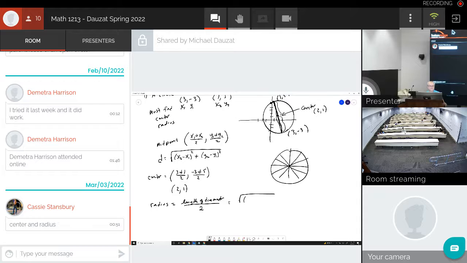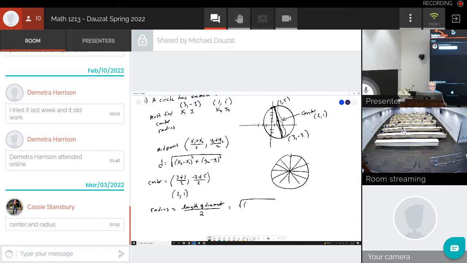So x1, x2. What's x2 here? X2 is 1. Thank you. 1, subtract x1. What's x1? 3. What do I do with 1 subtract 3? What must I do to it? Square it. Plus y2. What's y2? Y2 is up here. It says it, right? Y2 is 5. Subtract y1, which is a negative 3. What do I do to that? Square it. Whatever all that is, though, I've got to divide by 2.